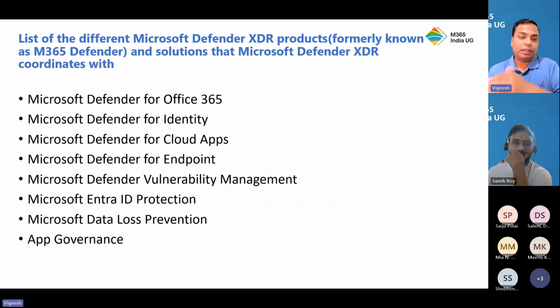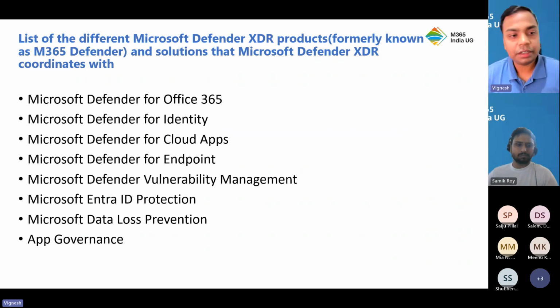Okay, so this is something which we already spoke about in our previous session. These are the different core Microsoft Defender XDR products and the other solutions that closely integrate with Microsoft Defender XDR. In that respect, we have Microsoft Defender for Office 365, Microsoft Defender for Identity, Microsoft Defender for Cloud, and Microsoft Defender for Endpoint, which are the four core products in the Microsoft Defender XDR suite. And then we also have Microsoft Defender Vulnerability Management, Microsoft Entra ID Protection, Microsoft Data Loss Prevention, and App Governance. So the last four can closely integrate with the above four products. That's how you need to look at it.